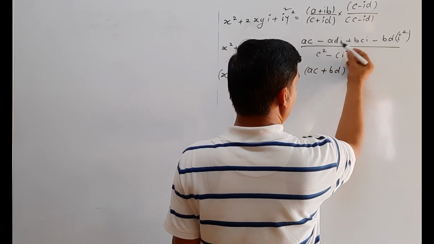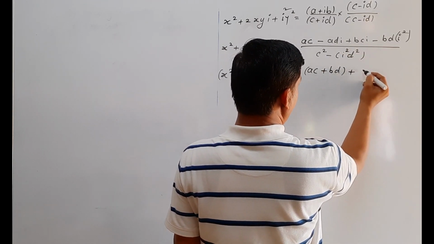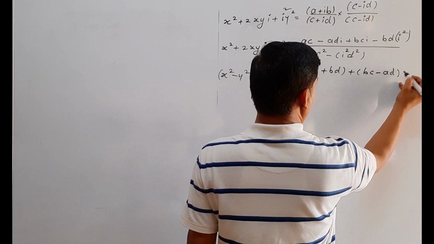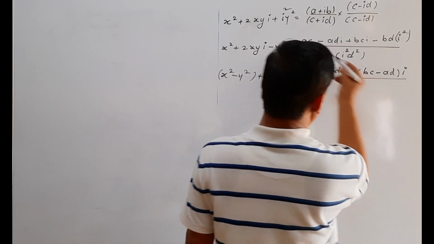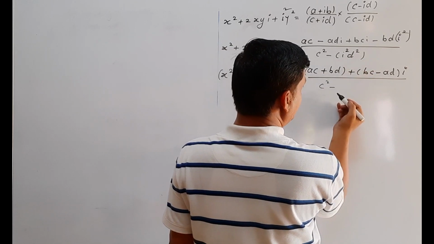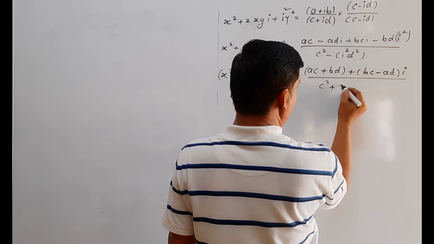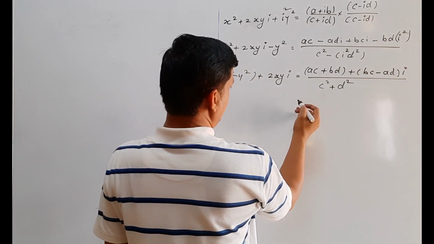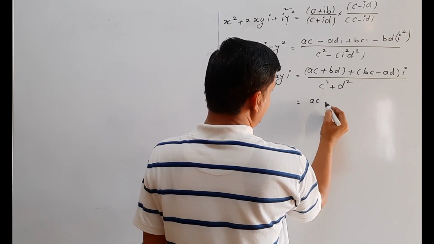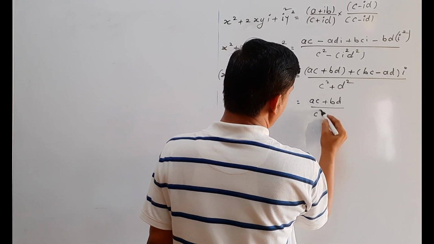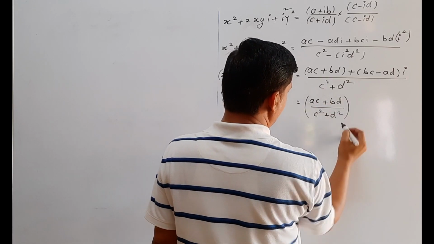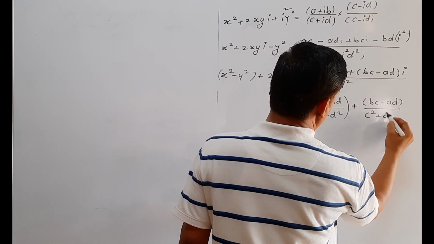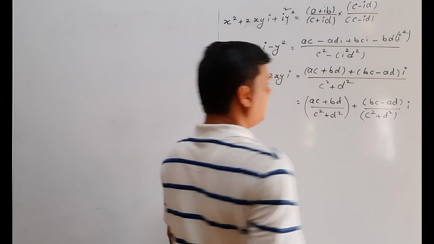Then we have to take minus sign common from this second and third term. So we take i common, we write first term bc, then minus ad, and we take i common. In the denominator we write c square minus, i square is minus 1, so we write minus minus plus into d square. So we write here c square plus d square. Now separate the base, we write ac plus bd upon c square plus d square, this is the real part, bc minus ad upon c square plus d square into i, this is the imaginary part.